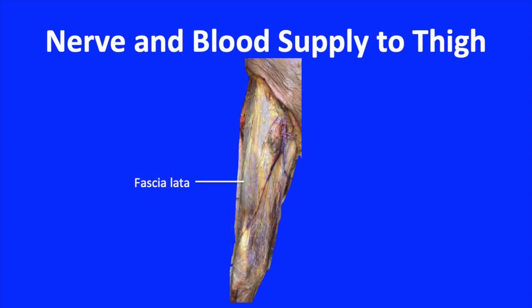Let's now move to the nerve and blood supply to the thigh. Shown on the slide is the right thigh, from which the skin has been removed to expose the superficial fascia and the underlying fascia lata, the deep fascia of the thigh. Within this layer, we will find the superficial inguinal lymph nodes. All lymph from the lower limb will drain to these nodes.